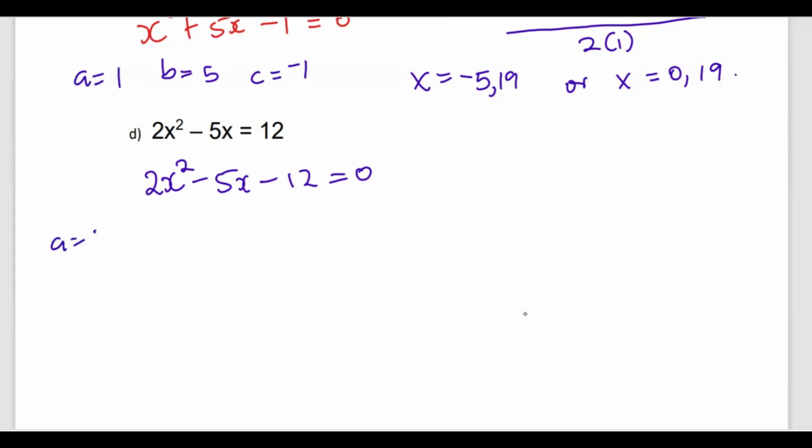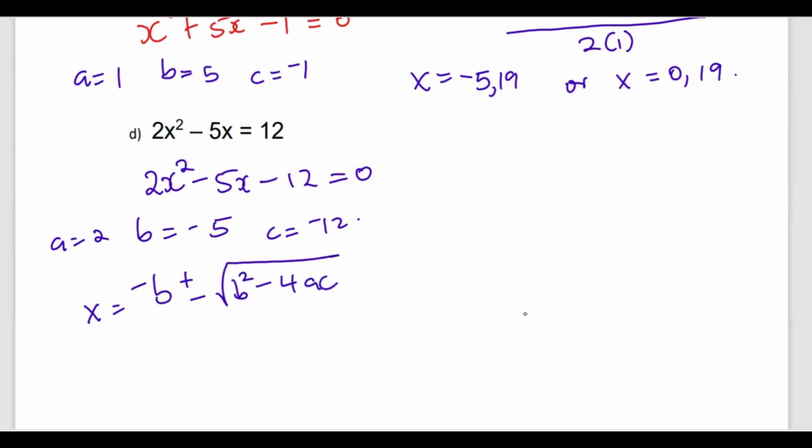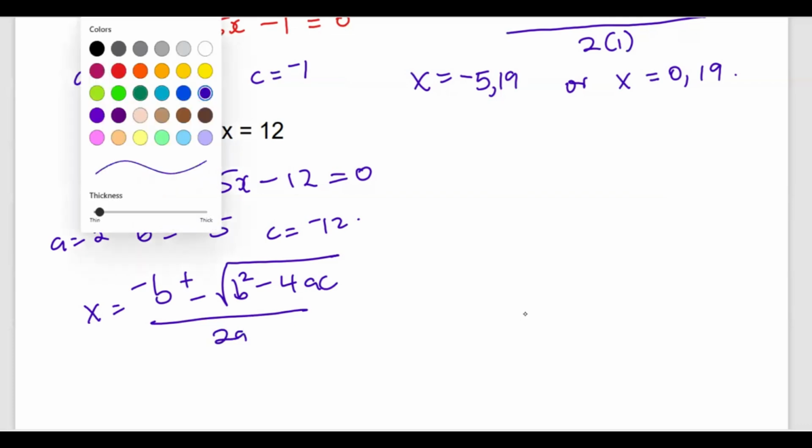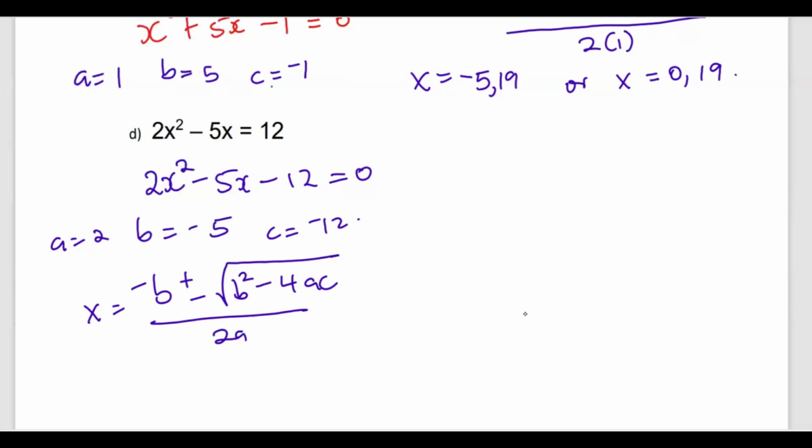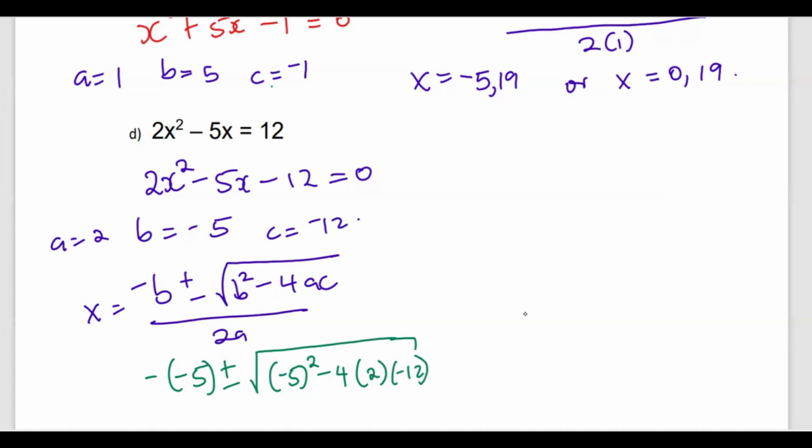Okay, so my a is 2, b is negative 5, c is negative 12. Let's substitute: negative b plus minus the square root of b squared minus 4ac, everything over 2a. So that's going to be negative into negative 5 plus minus the square root of negative 5 squared minus 4. We say the a is 2, and then the c is negative 12. All this is over 2 multiplied by 2.